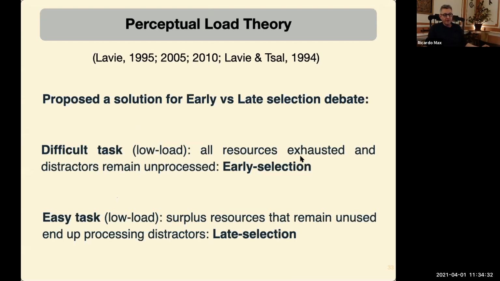If the task is difficult, then all the resources that we have available are exhausted during our attempt to find the target and identify it. And what happens in these cases, in difficult tasks, is early selection. When we have a very easy task, then we identify the target very fast, very easily, and then we have surpluses of resources that were unused. And these surpluses of resources, they start to wander around the area, and they have nothing to do, and they end up processing those distractors. And then late selection occurs.